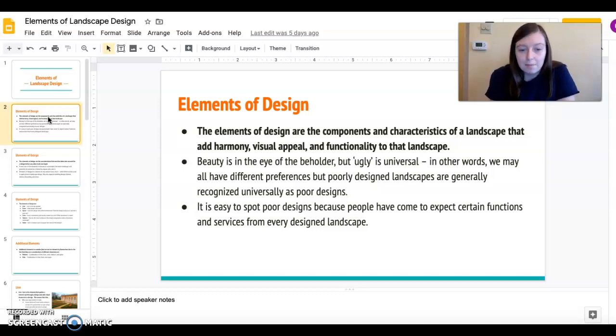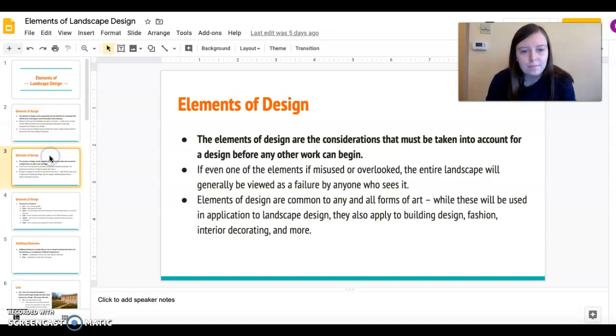So it is easy to spot poor designs because people have come to expect certain functions and services from every designed landscape. So if every designer of a landscape is following these same rules, same rituals, everyone has the same expectations of what those are going to look like from now and in the future. Let's see, the next slide.